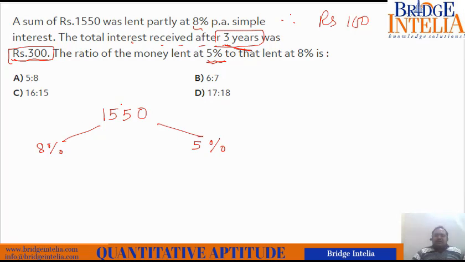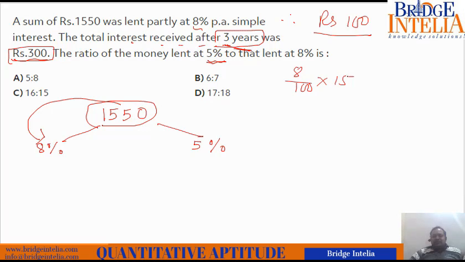Suppose you have lent the entire money at this rate. So how much have you earned? Now you are earning 100, but suppose you would have lent this entire money at 8%. So what is 8% of 1550? So 8 by 100 into 1550. So how much does this come out to be? So 4 by 5, so 31 times, so 31 into 4. 124. So had you deposited all the money in this scheme, you would have earned rupees 124 as interest.